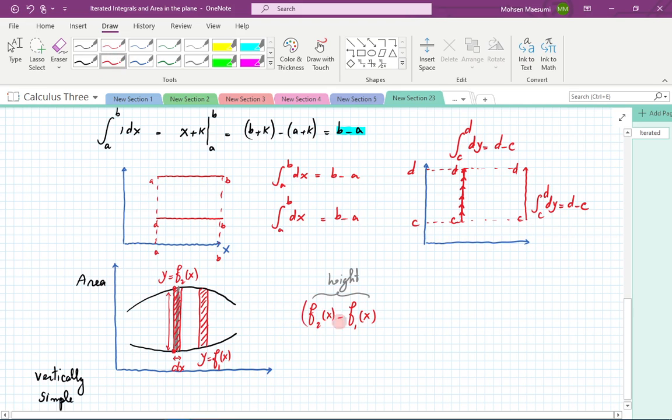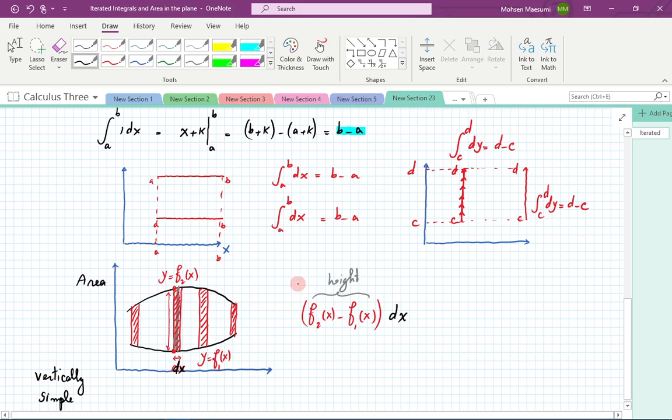Well, if I take the height of the rectangle and multiply it by the base, so if I multiply it by the base dx, that's going to be the area of the strip. Now I want to add up all these areas from the very left strip to the rightmost strip. So how do I indicate summing all of these things?